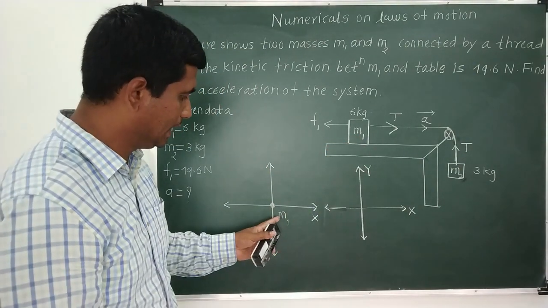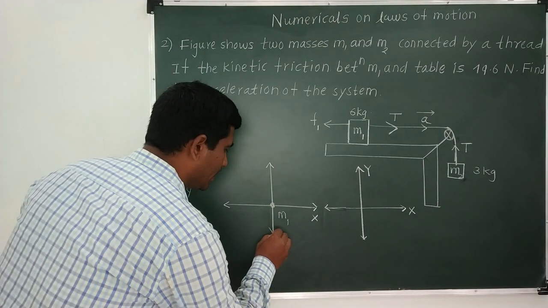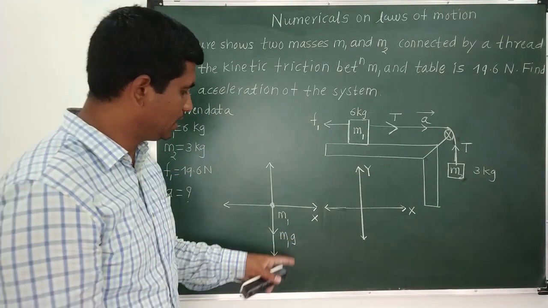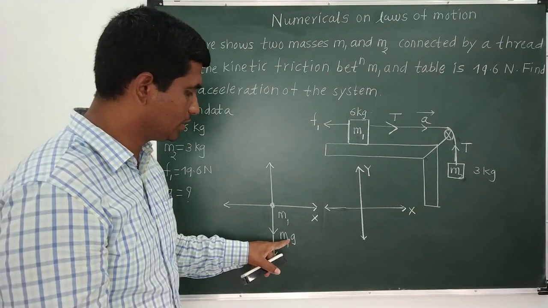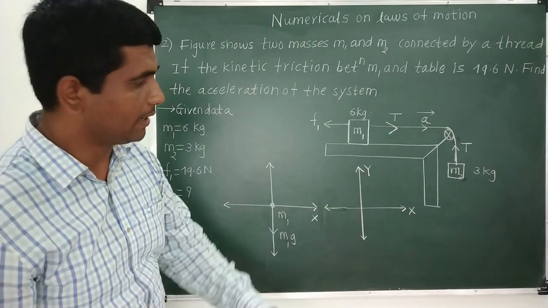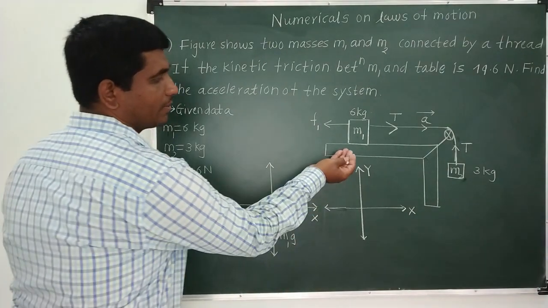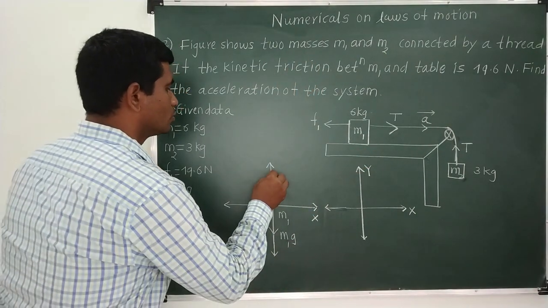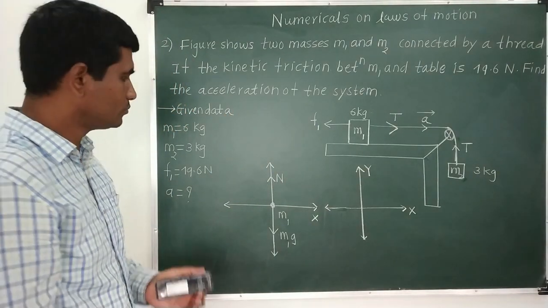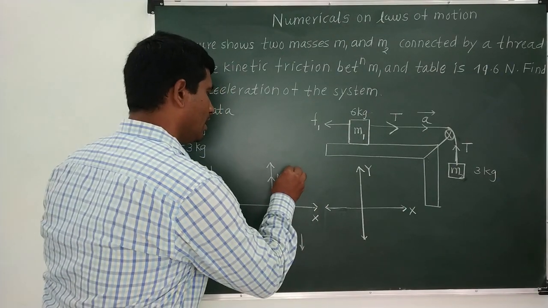As the block has a mass M1, there will be a force in the downward direction, which is nothing but the weight of the block. So M1G is the force due to acceleration due to gravity. Now, as the block is exerting an action on the horizontal surface, there will be a normal reaction exerted by the horizontal surface on the block. Let us write it as N. The weight is in the downward direction and the normal reaction is in the upward direction.